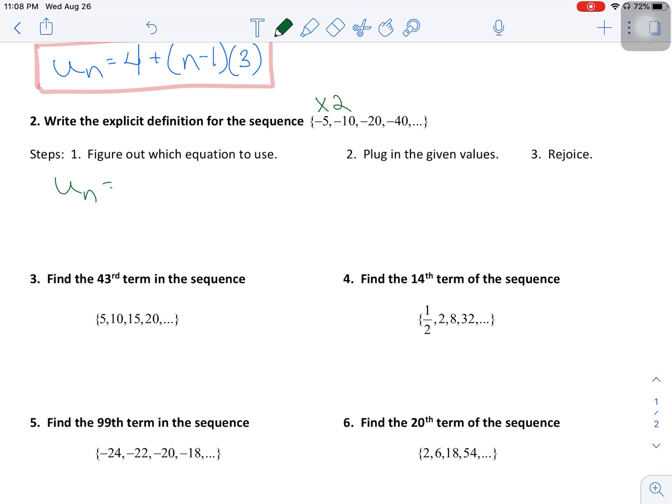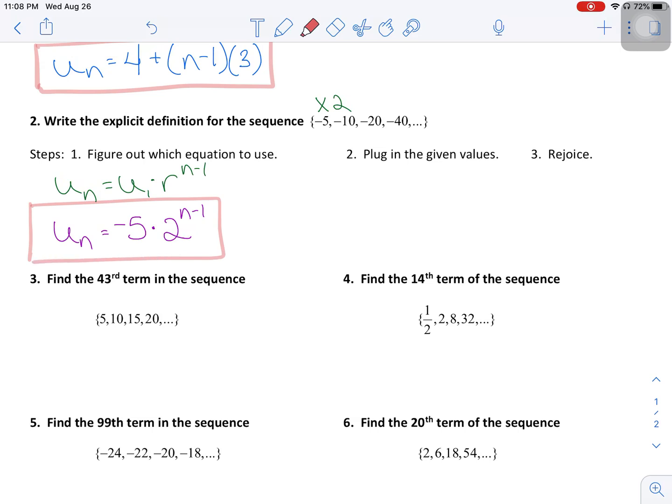So u sub n is equal to u sub 1 times r to the n minus 1. That's the formula that we use, but now we want to fill in what information we know. So u sub n is equal to my first term times my common ratio is 2, and my exponent is going to be n minus 1, and that's all I know. Okay? Because we're not asking for a specific term in the sequence, we just write out the definition that way.